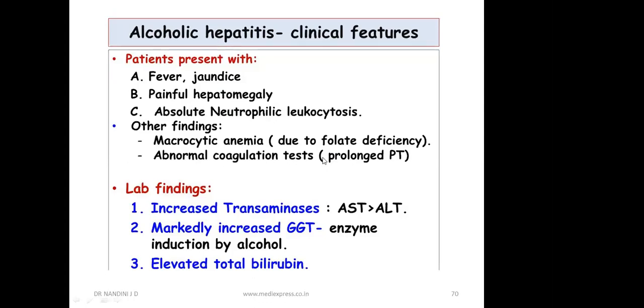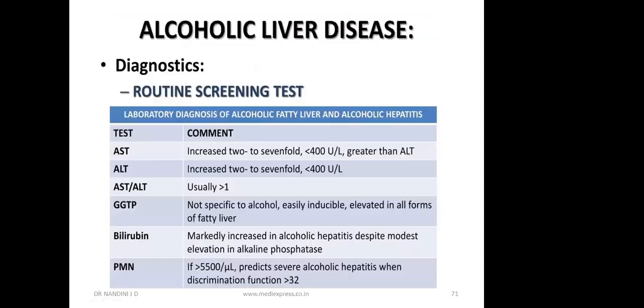Prothrombin time. As I told, to know whether the liver is injured, the main test you will do is SGPT, also called alanine transaminase, that is ALT. If there is a cholestasis defect, you will look for 5 nucleotides, gamma glutamyl transferase, etc. Here mainly because of alcohol, the liver is injured. So here AST is more than ALT, with markedly increased gamma glutamyl transferase, that is enzyme induction by the alcohol. Then elevated total bilirubin levels. These are the important tests.